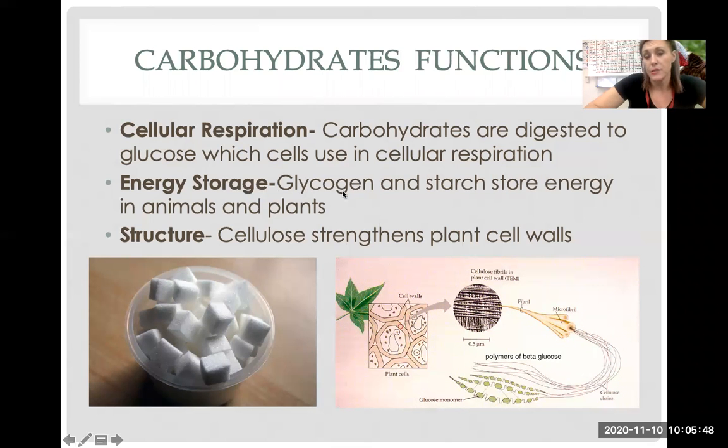Energy storage. The polysaccharides, they store energy in animals and plants. Glycogen is specifically animals. Starch is specifically plants. And also carbohydrates are used in structure, like there's cellulose that's in cell walls. Here's your cell walls. You have these plant fibers. That's called cellulose. And they basically form these long strings.